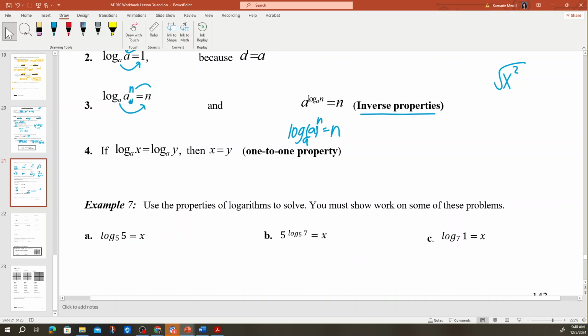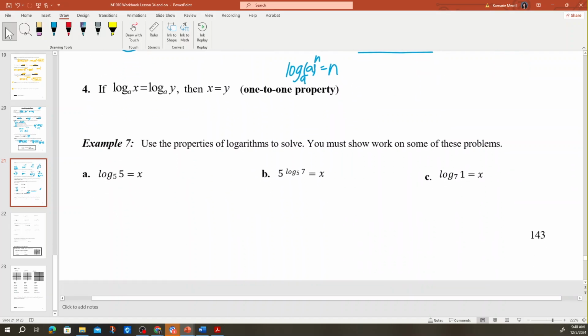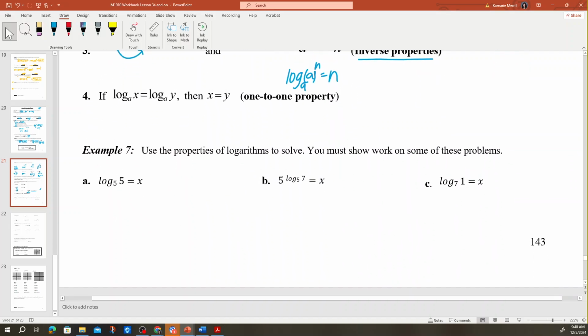Okay, and these properties are the same ones we used last year. You learned most of these in Math 3. So hopefully some of them are coming back to you. All right, using these 4 properties, hopefully you guys could solve logarithms just fine. So what is log base 5 of 5 going to be? What is x going to be?